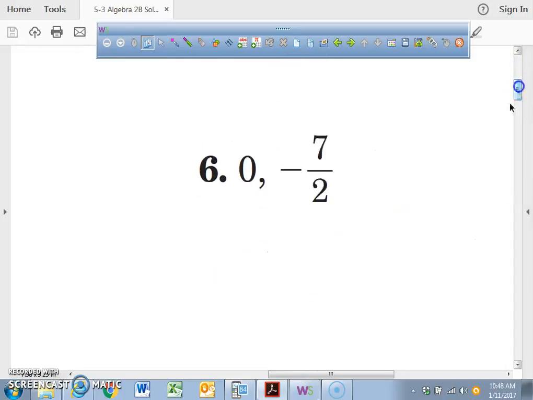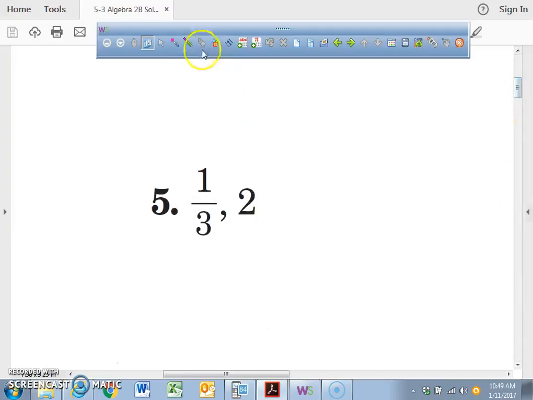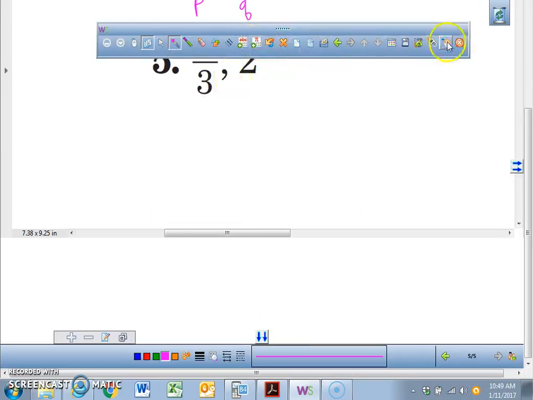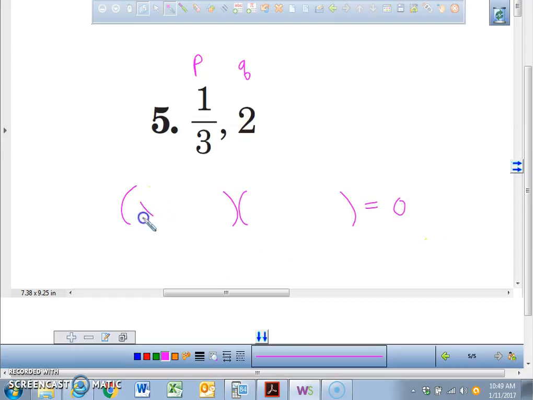We're going to go down here. I don't want number 6. Ooh, number 5. Let's do number 5 in your journal. Okay. Label this P. Label that Q. There's our P value, there's our Q value, these are two roots. We're going to build our equation. We're going to say x minus 1/3 and x minus 2. That's how you start it out, right there. X minus 1/3 and x minus 2.